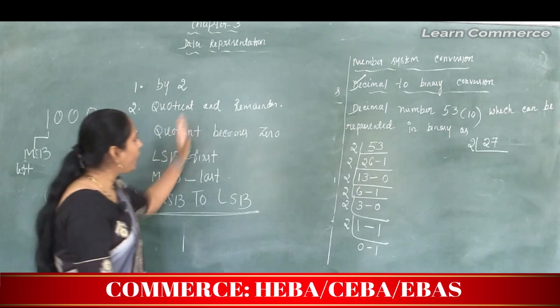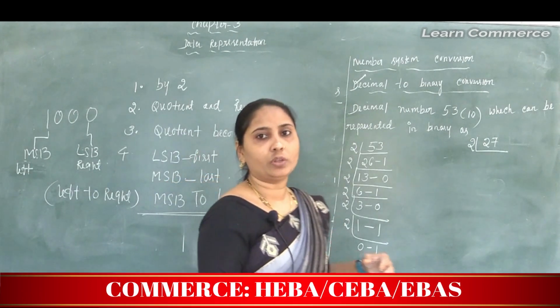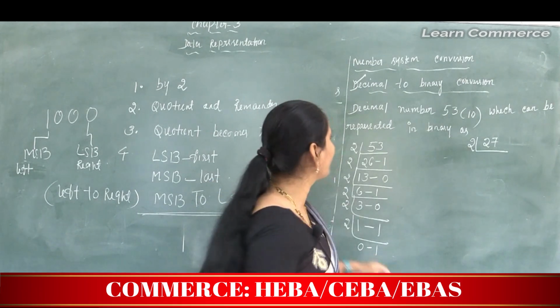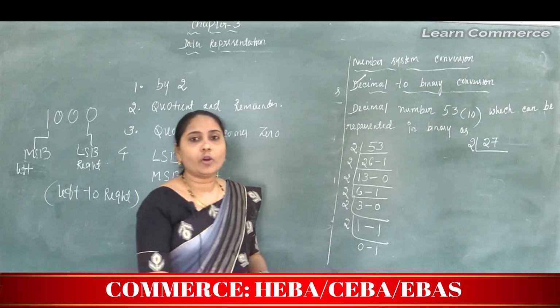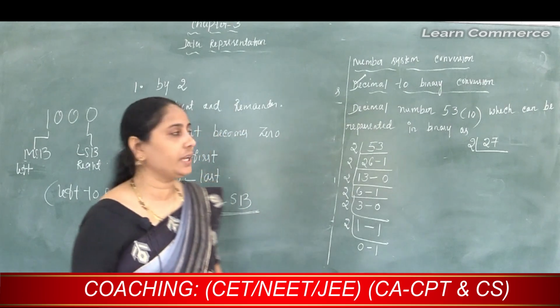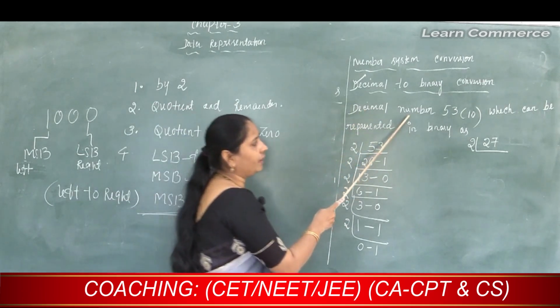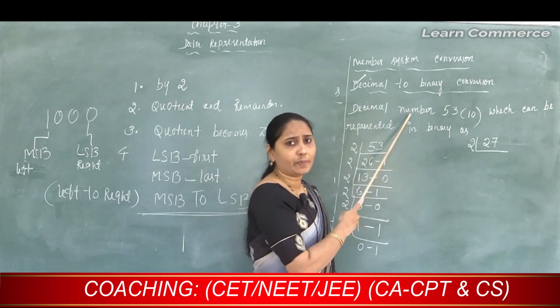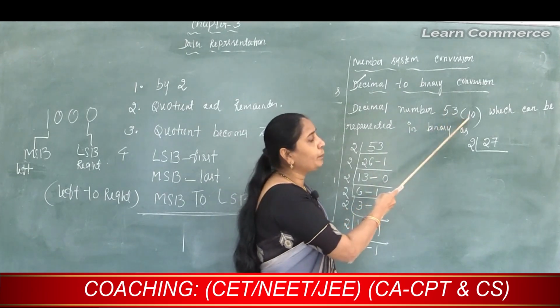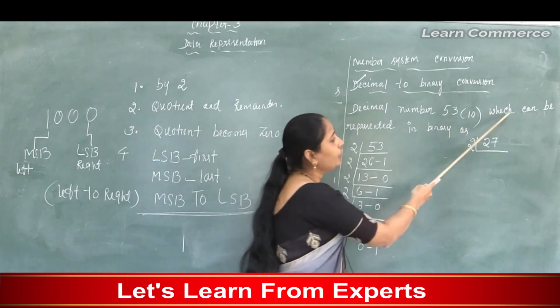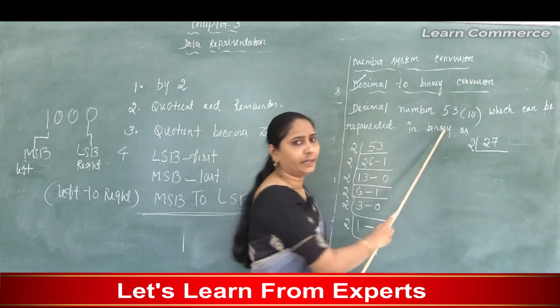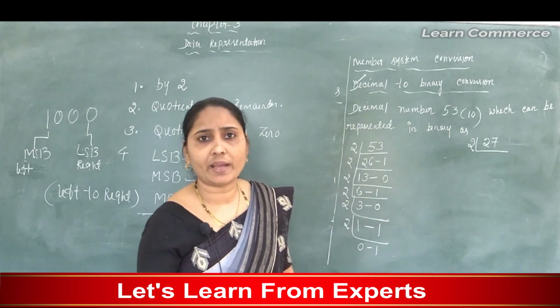Now, with all those explanations and steps, we are going to complete one example. Now let's see the question. Consider the decimal number 53 base 10, which can be represented in binary. Which type of conversion are we going to do?